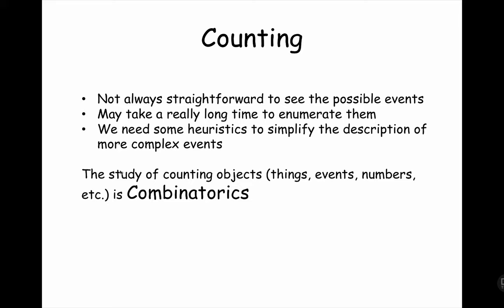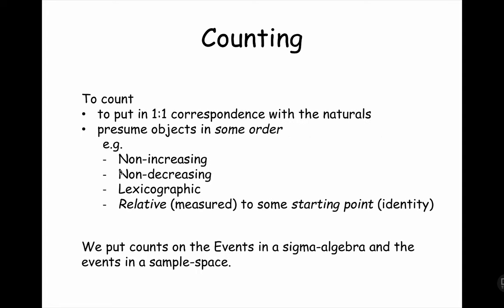Of course, it's not always straightforward to see the possible events, right? Something like a die roll or coin flip is more straightforward. Everyone has an intuitive feel for how you might count those elements in the sample space. The study of counting things, whether events, objects, numbers, is called combinatorics, right? Did you do that in discrete math? Any combinatorics? No? Okay, so combinatorics is a sub-branch of discrete math that deals with how you count things, how you enumerate them.